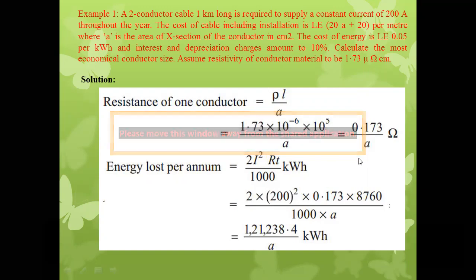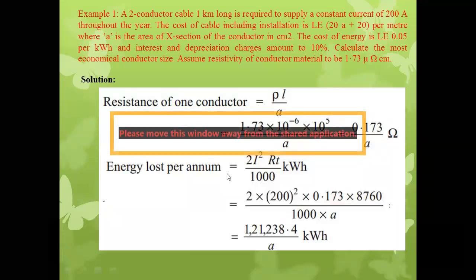per kilowatt hour, and interest and depreciation charges amount to 10%. Calculate the most economical conductor size. Assume resistivity of the conductor material to be 1.73 micro ohm per centimeter.